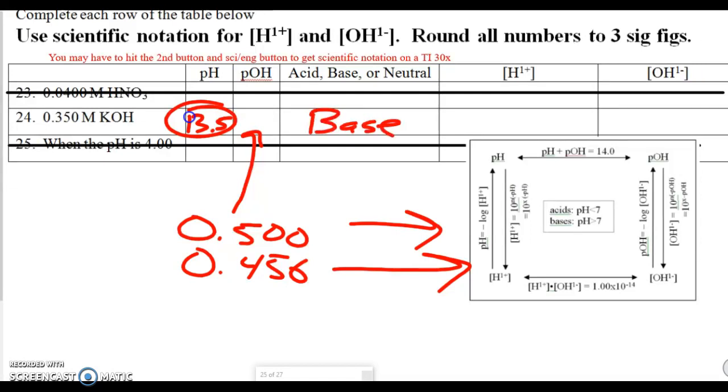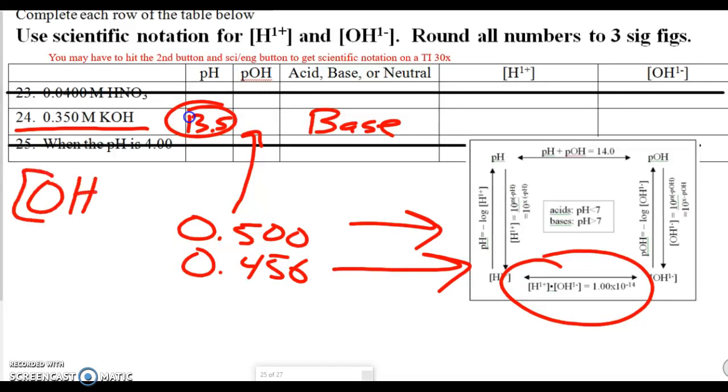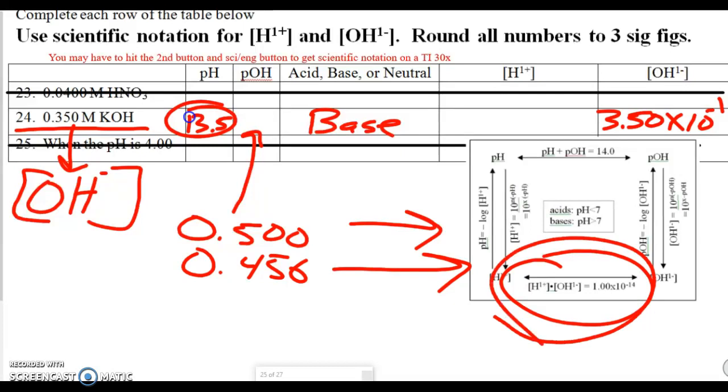The hydrogen ion concentration I'm going to have to calculate using this formula down here. This is a strong base, so that is the concentration of my hydroxide ion. So again, strong bases break apart completely. So this molarity that we have here is my hydroxide ion concentration. I do need to write that in scientific notation per the rules. So 3.50 times 10 to the negative first. And then I use this formula right down here to calculate the hydrogen ion concentration.